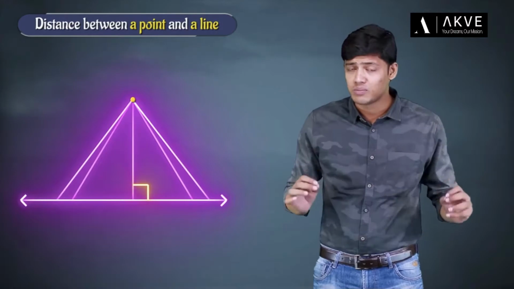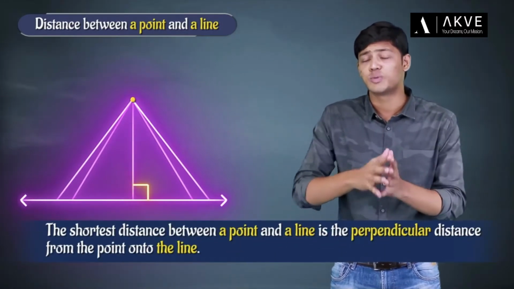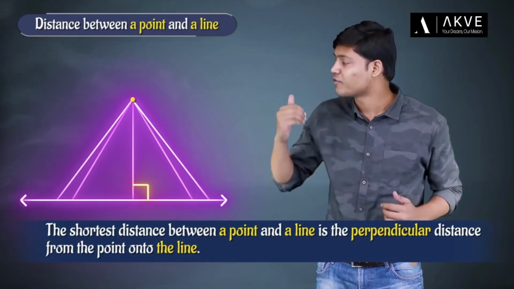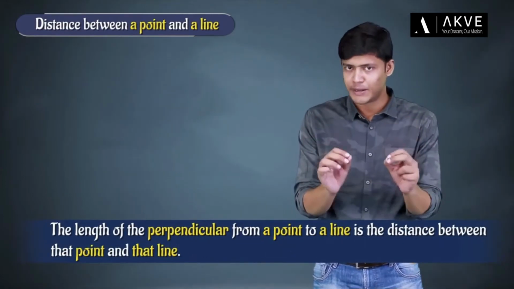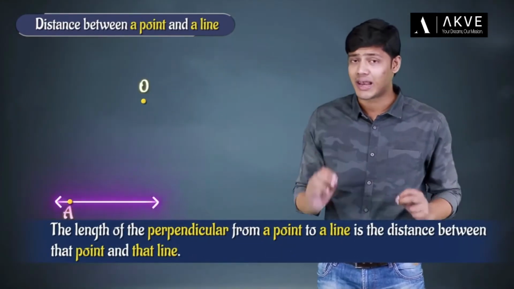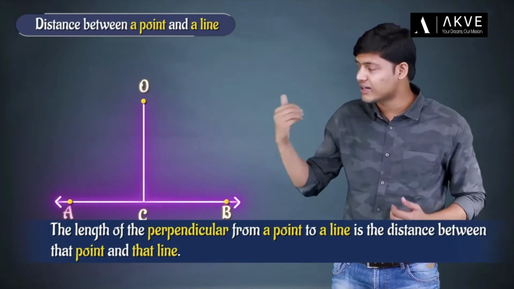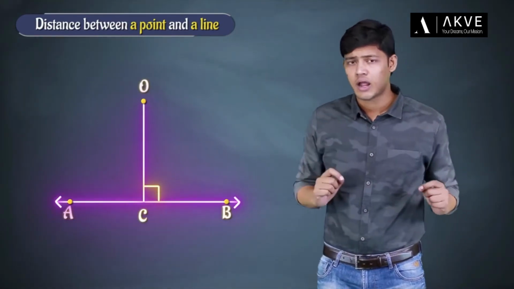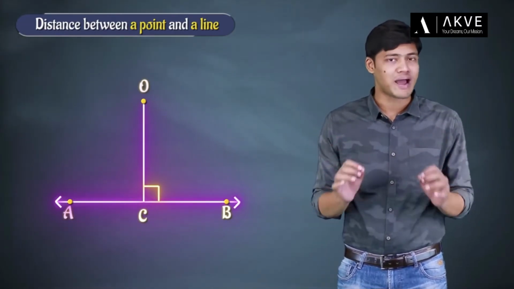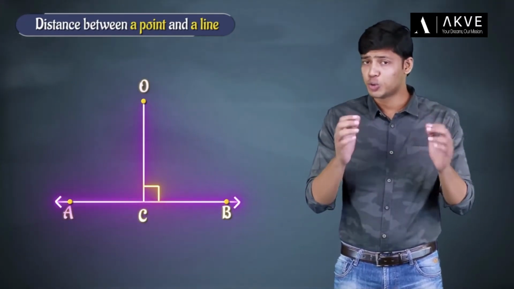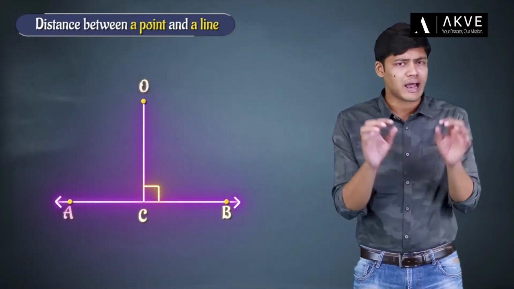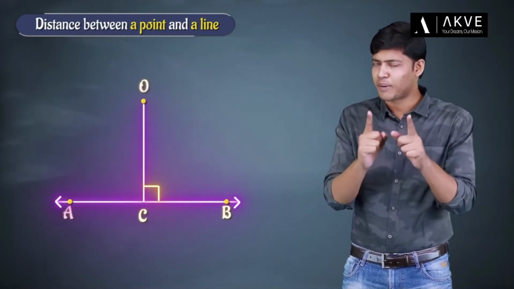So, we can observe that the shortest distance between a point and a line is the perpendicular distance from the point onto the line. So, the length of the perpendicular from a point to a line is the distance between that point and that line. To prove this, we need a higher knowledge of mathematics, and you will see this proof in your higher standards. But let's verify this statement practically.